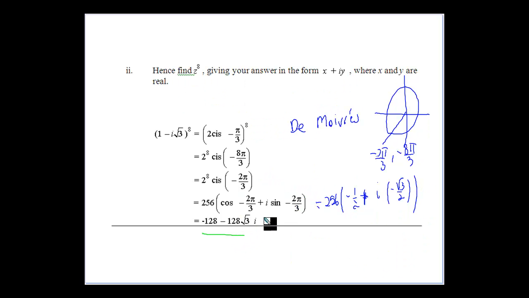So there's how we solve a number of those questions using the modulus argument form. Hopefully you're starting to get the idea that it's really powerful, especially when we're multiplying, dividing, or putting something to powers of large numbers.